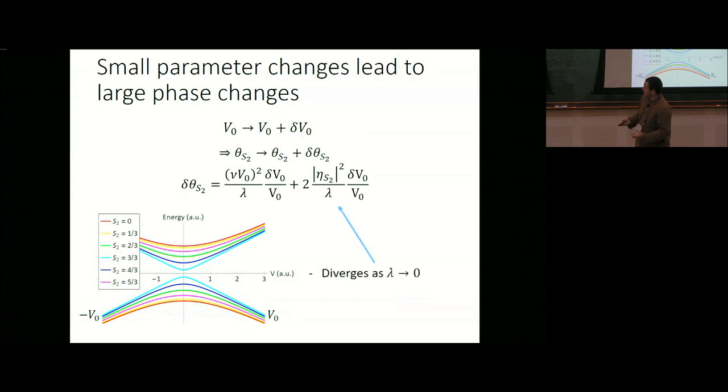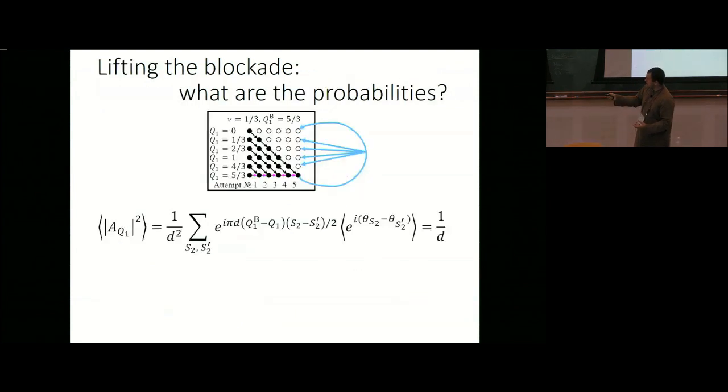So I take my formula, and it fluctuates independently for different spin states, so this is only non-zero when S2 and S2 prime are the same, then it is 1. You calculate the sum, and you get 1 over d, 1/6 in this case. So you have equal probability of ending up in each of these states after the blockade lifting. And that gives you universal counting statistics.